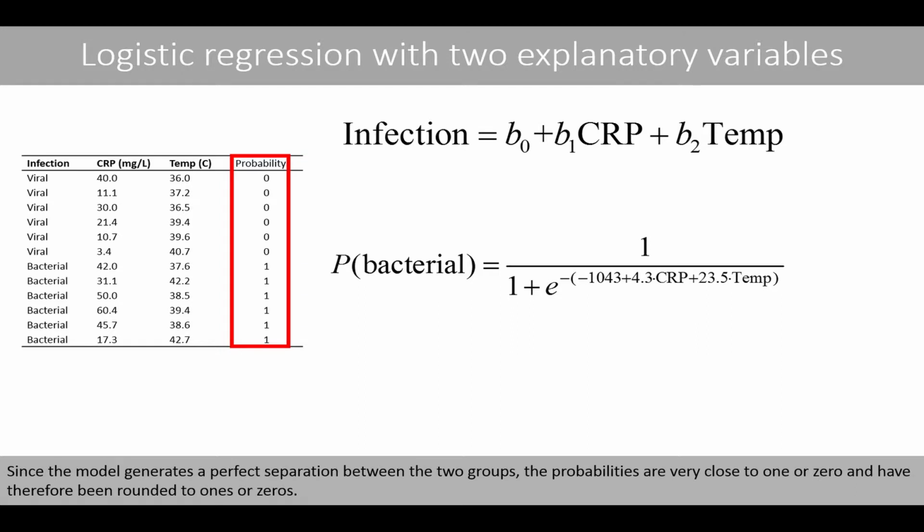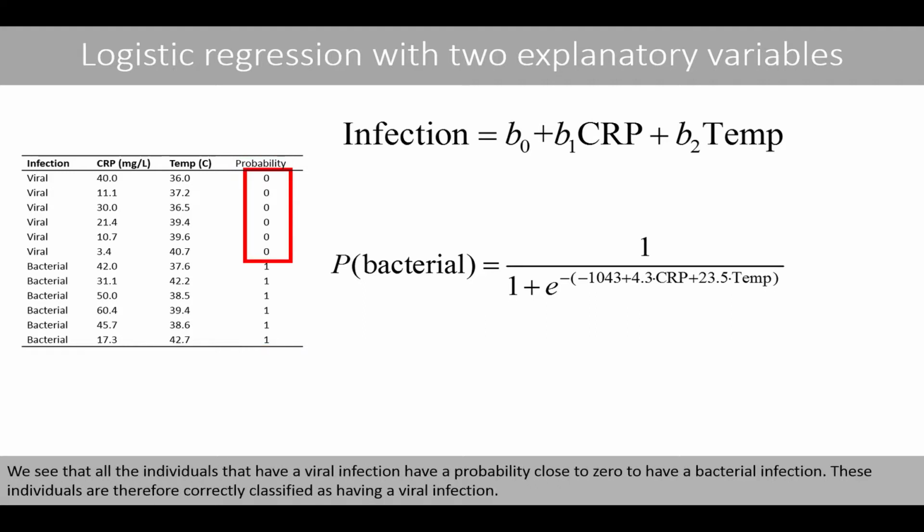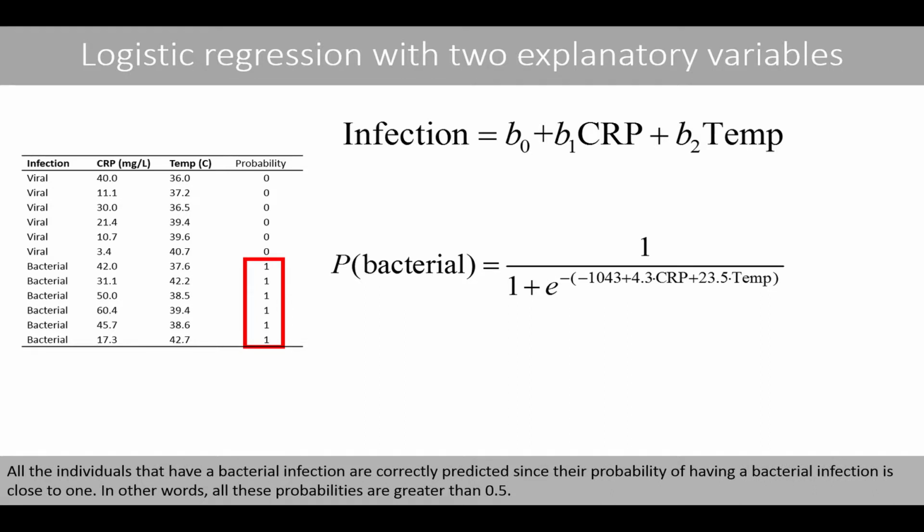Since the model generates a perfect separation between the 2 groups, the probabilities are very close to 1 or 0 and have therefore been rounded to ones or zeros. We see that all individuals that have a viral infection have a probability close to 0 to have a bacterial infection. These individuals are therefore correctly classified as having a viral infection. All the individuals that have a bacterial infection are correctly predicted since their probability of having bacterial infection is close to 1. In other words, these probabilities are greater than 0.5.